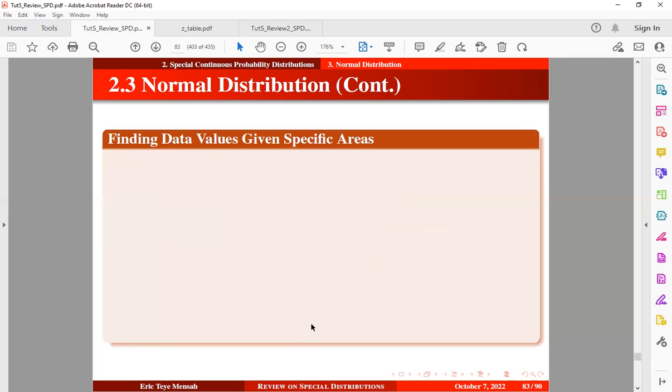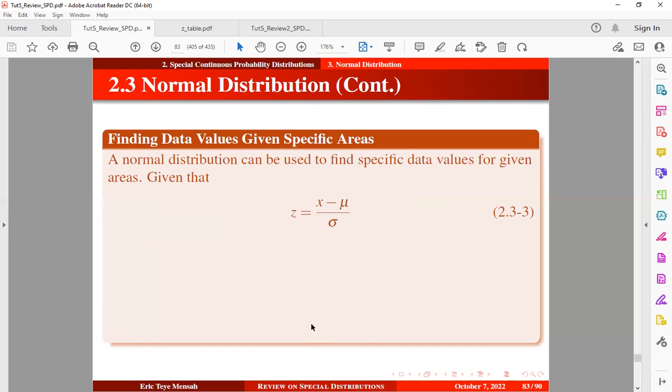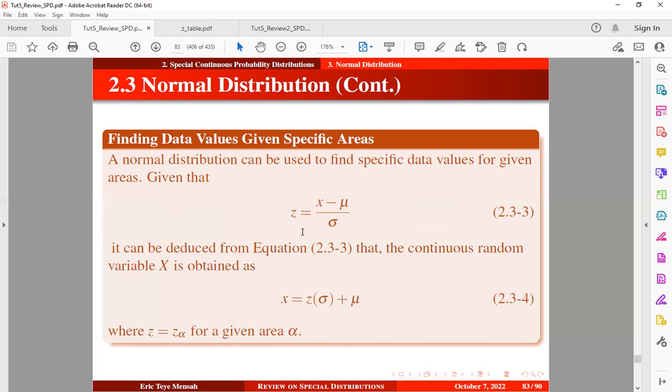All right. So now, finding data values given specific areas. How do we find data values when we have some specific areas? A normal distribution can be used to find specific data values for given areas. Given that we have the z-score as shown in equation 2.33, it can be deduced that the continuous random variable x is obtained by using equation 2.34. If you make x the subject from equation 2.33, you obtain this result, where z is equal to z index alpha for a given area alpha. We already know this.